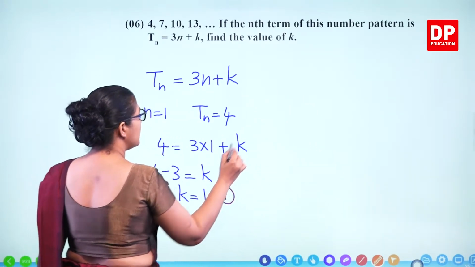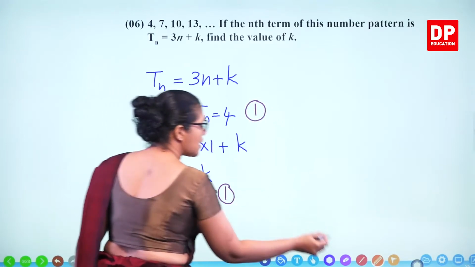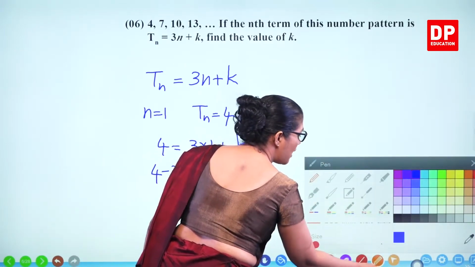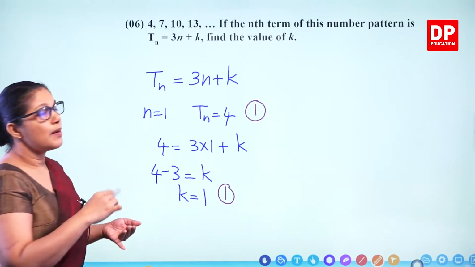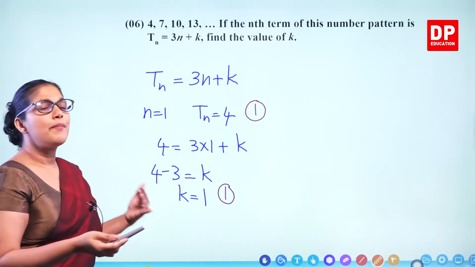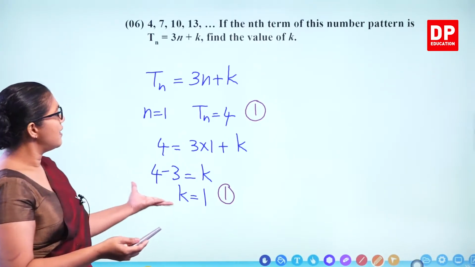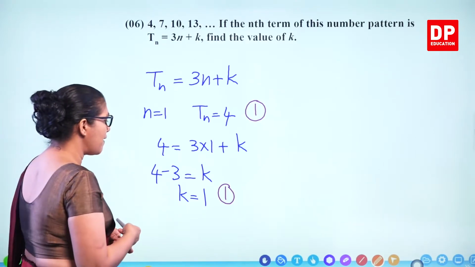1 mark here and 1 mark for substituting. You can take any value there. So n equals 2, then that becomes 7. n equals 3, that becomes 10. So take any value here and substitute, and you get the k value.